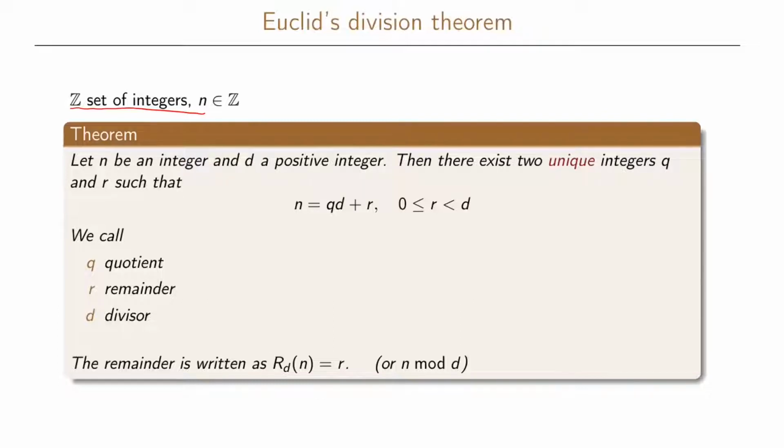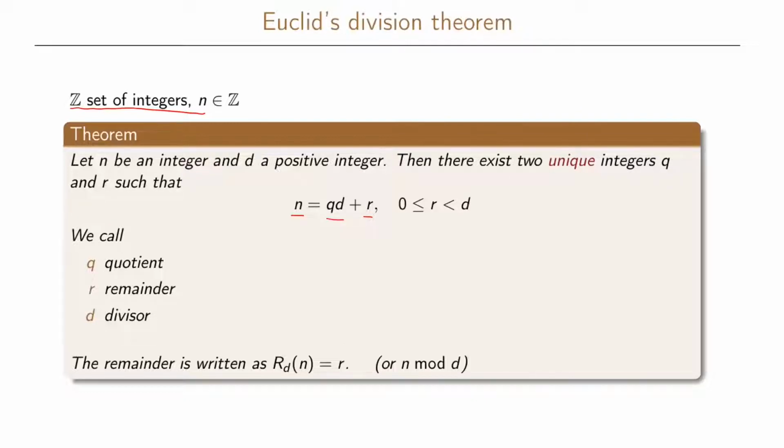The theorem says that let n be an integer and d a positive integer, then there exist two unique integers q and r such that n equals q times d plus r, and r is larger than or equal to 0 and less than d. We're going to call q the quotient, r the remainder, and d the divisor.